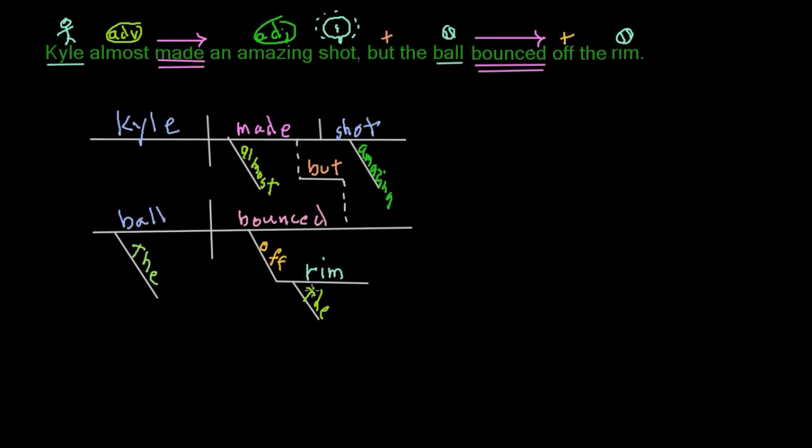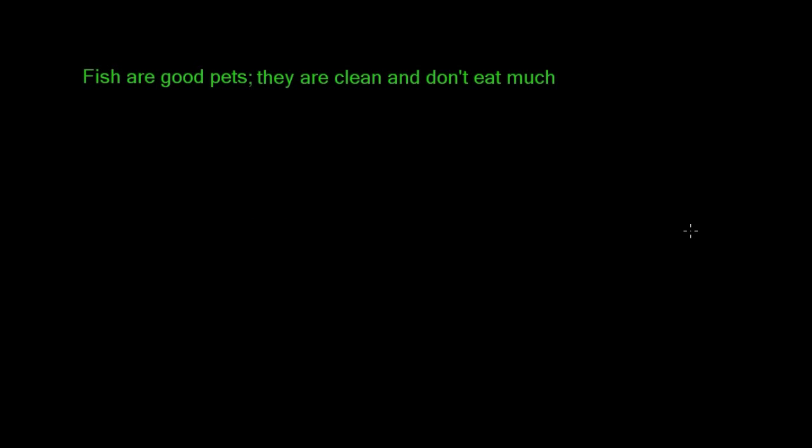Let's look at a second sentence now. In this sentence, we have three independent clauses. Fish are good pets; they are clean, and don't eat much.